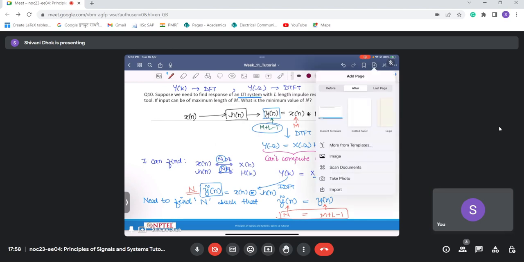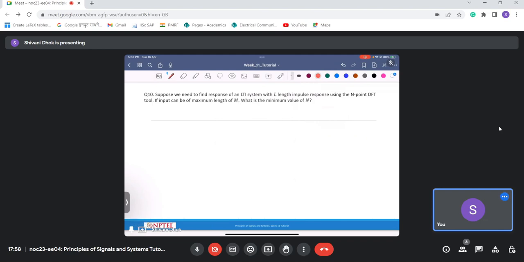Is that the answer? Yes. Let us see if it is okay. Suppose my h[n] is simply a two-length sequence, 1, 1. And my x[n] is again a two-length sequence, 1, 2. I'm taking very simple values. So L is equal to 2 and M is equal to 2. Then y[n] is x[n] linearly convolved with h[n], so it will have length 2 plus 2 minus 1, which is equal to 3.